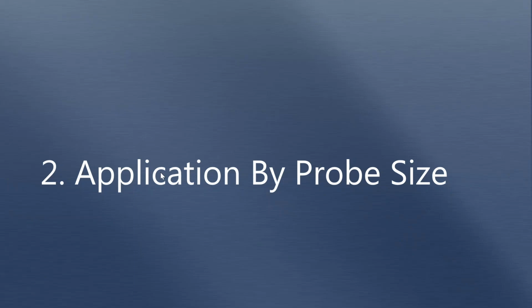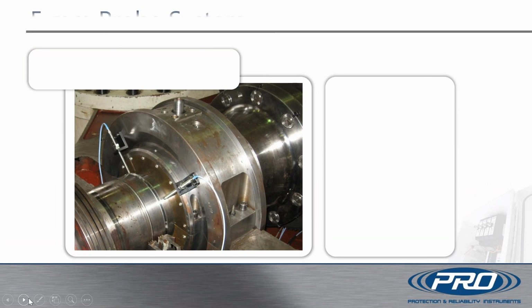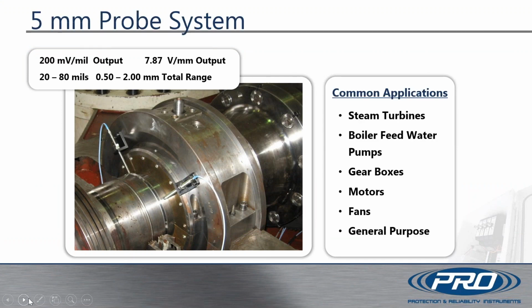Topic number 2, application by probe size. The first probe size we're going to go over is 5 mm and also the CTC FFV probes, which is compatible to the Bentley Nevada system. The common application for this probe size consists of steam turbines, boiler feed water pumps, gearboxes, motors, fans, and are also used for general purpose.